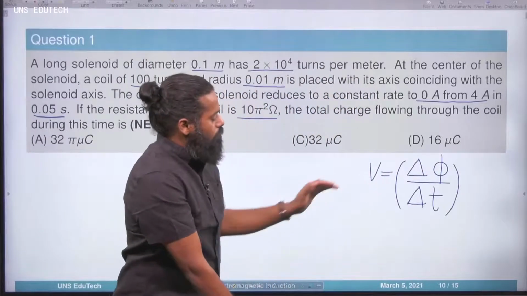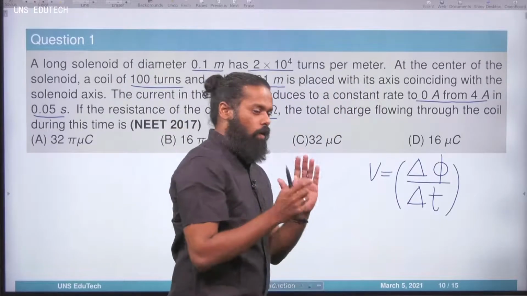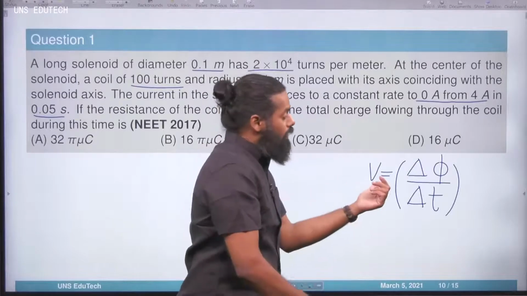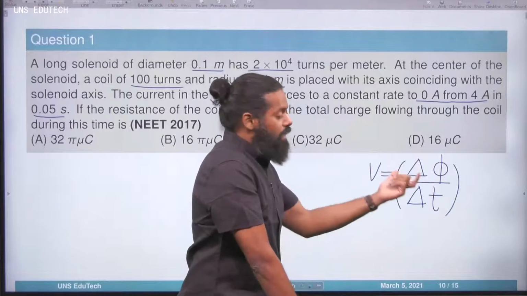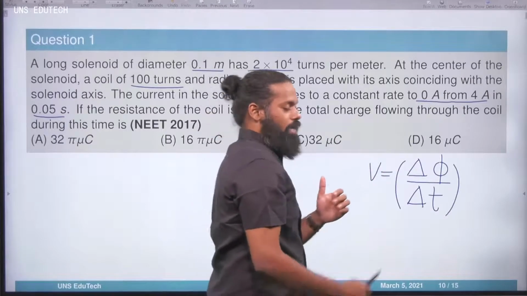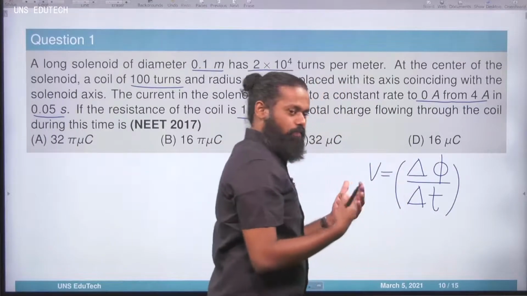See, in this case, if you are writing this equation, previously we wrote n into d phi by dt. Here n is also included in the total. When we talk about total change in flux, the n is also included here. Okay, that you have to understand. You will get more details when we discuss that.